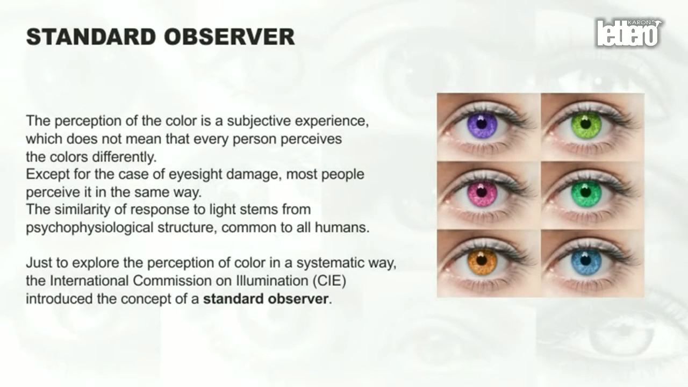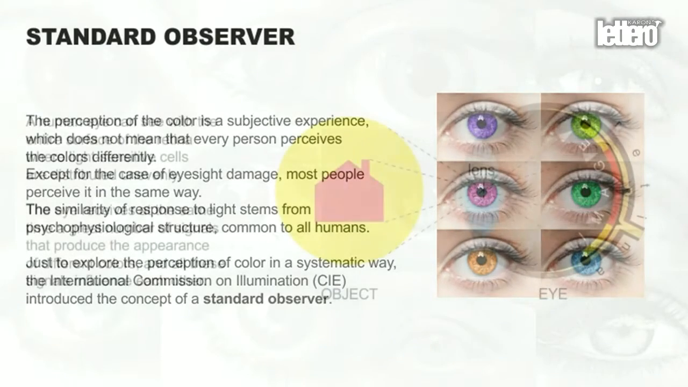The perception of colour is a subjective experience, but that does not mean that every person sees colours differently. Apart from cases of visual impairment, most people see colours, i.e. respond to light, in a similar way, as they share the same psychophysiological structure. In order to research the perception of colour in a systematic way, the International Commission on Illumination, CIE, introduced the concept of a standard observer.